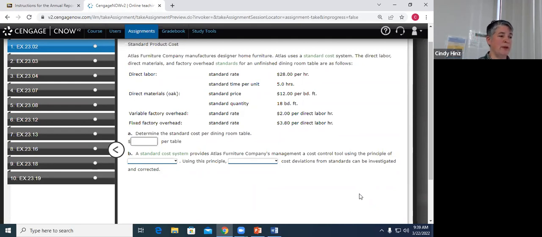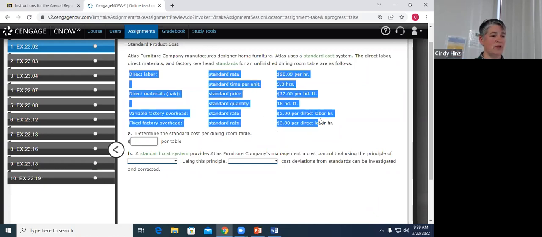Atlas Furniture Company manufactures designer home furniture. Atlas uses a standard cost system, and we've just described what that would be. They set the standards up front. You can see the standards that they have established right here. They set those standards, and then in their accounting records, as they're making the product, the standard costs are what they're moving through the inventory account.